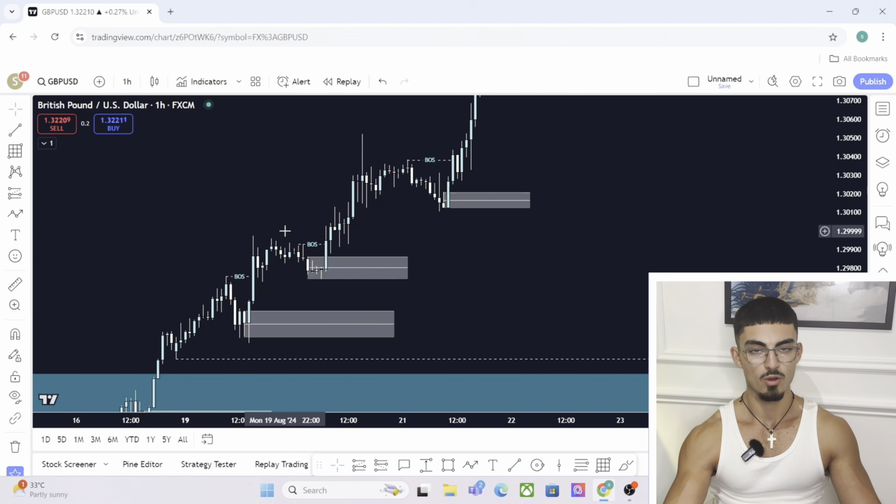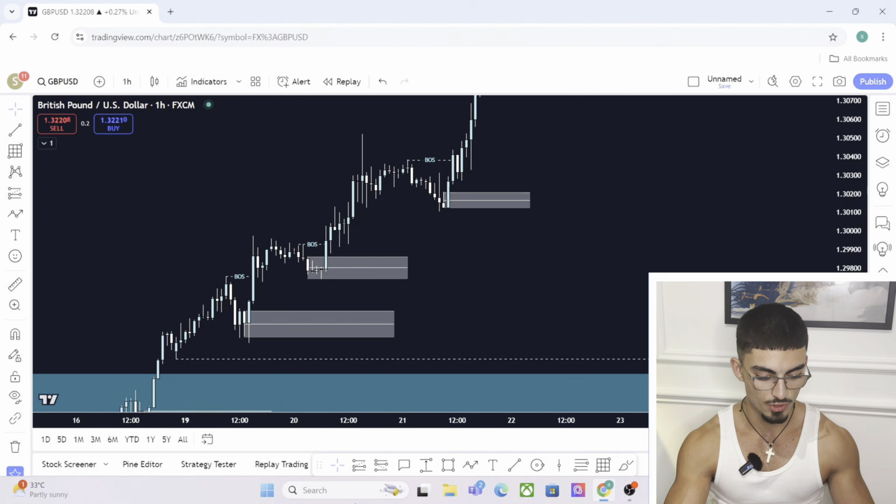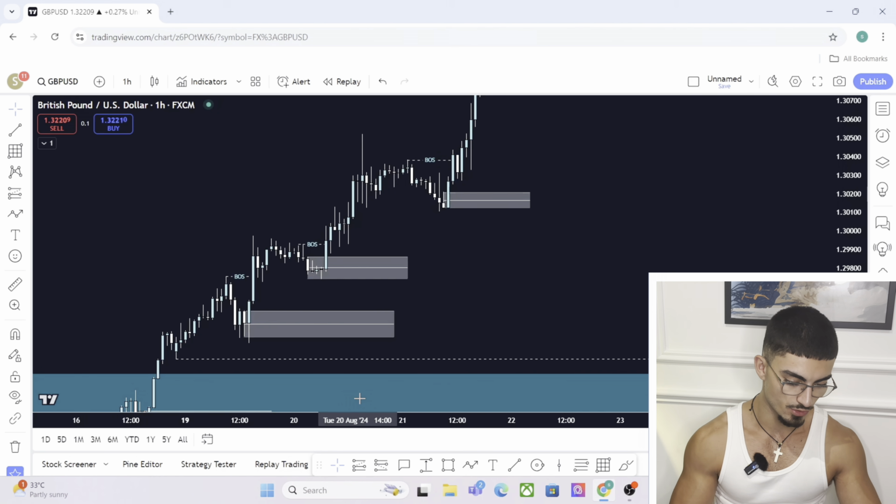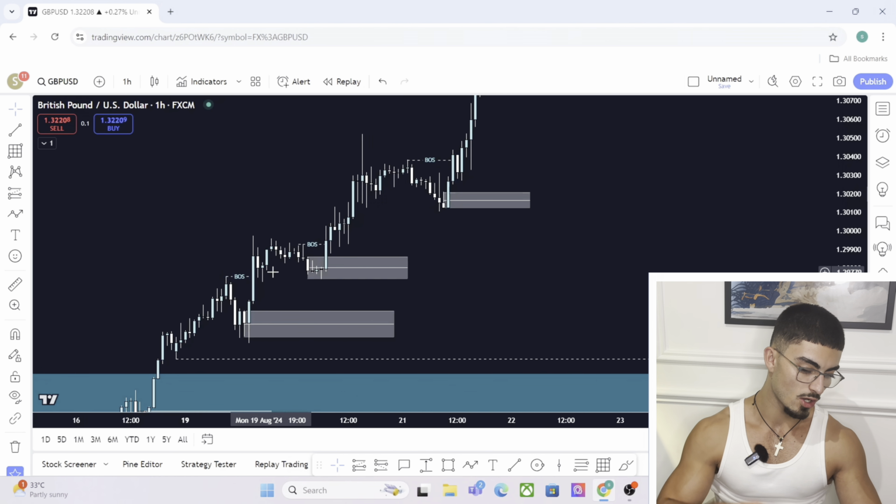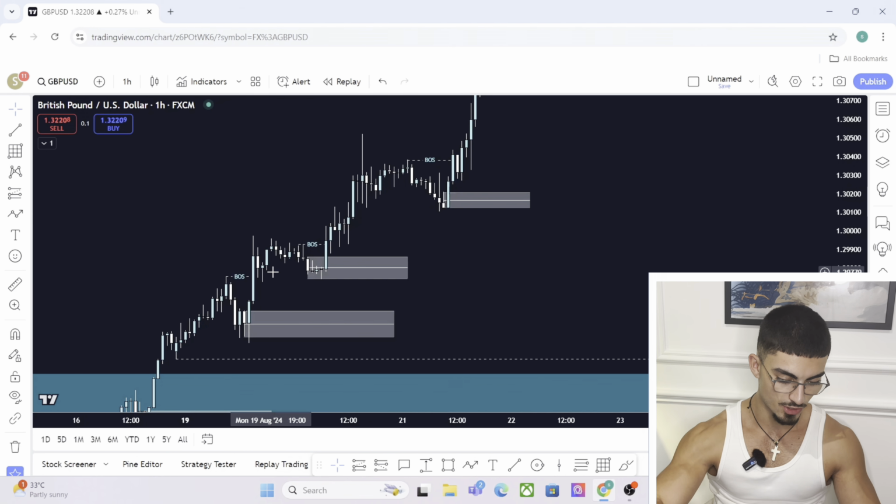Now, because we're going up, what are we going to be looking for? Demand zones only. No supply zones we want to trade from, only demand zones. And as you can see right here, we identify our demand zones after the area that causes a break of structure back to the upside.